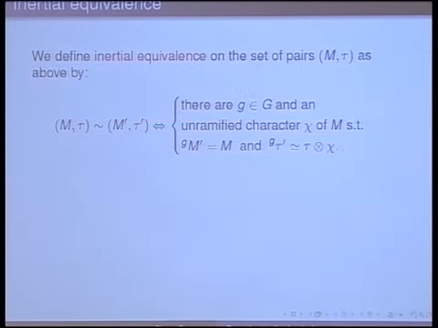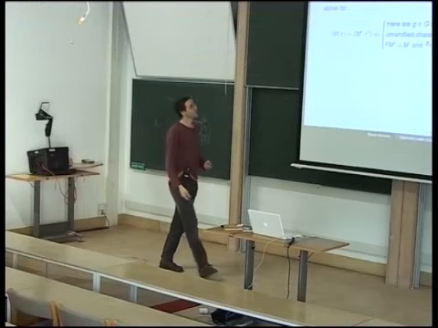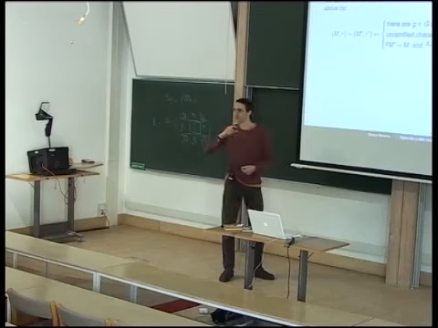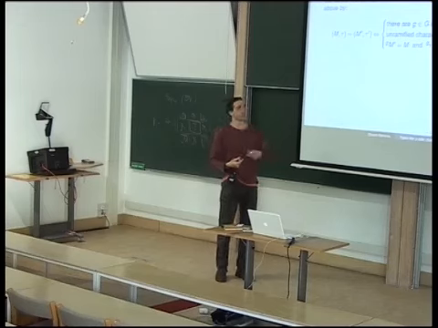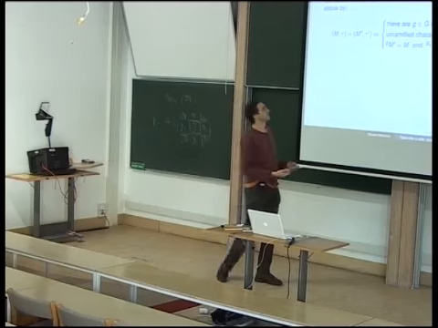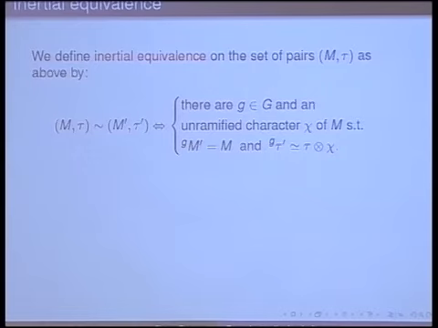So on these pairs of a Levi subgroup and a cuspidal representation, we can put an equivalence relation, which is given by, first of all, conjugacy. And secondly, by twisting by these unramified characters. So if you have a representation, you can tensor it with some unramified character, and that gives you some other representation. And so we want to say that two are equivalent if you can get from one to the other by a conjugacy and a twist by an unramified character.